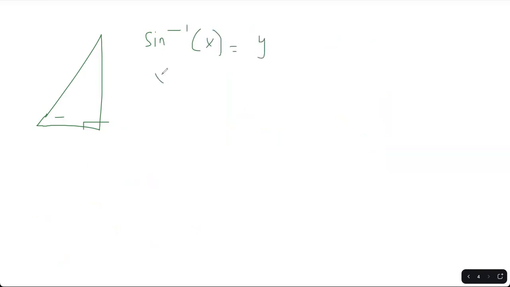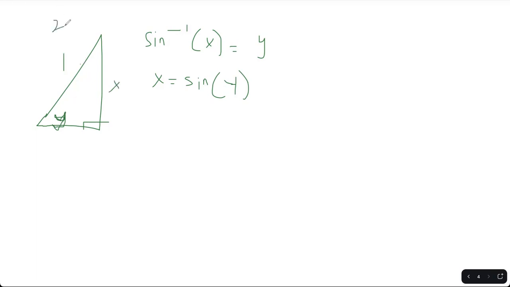So we can rewrite it as x is equal to sine y by taking the sine of both sides, which cancels out the inverse sine on the left-hand side. Sorry, sine of y, not sine of x. Which means that y is the angle, because you're taking sine of y, and x is going to be the ratio of the opposite to the hypotenuse. Which means if we keep the hypotenuse as 1 to simplify things, the opposite is going to be x.